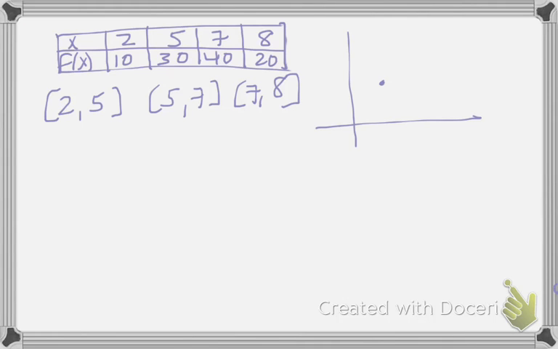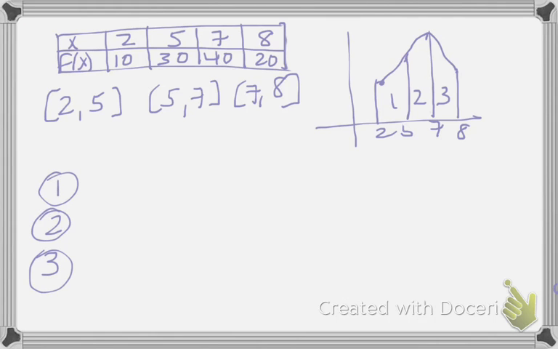So you have something like this. It's going to look something like that. Your picture? This would be 2, this would be 8, and we're asked to break this into intervals from 2 to 5, from 5 to 7, and then from 7 to 8. So you can see that we have 1, 2, 3 trapezoids.